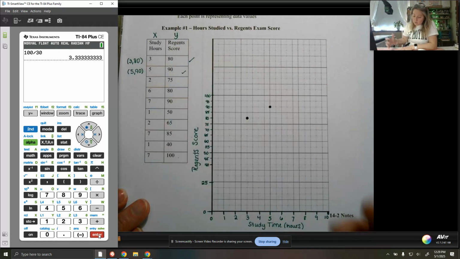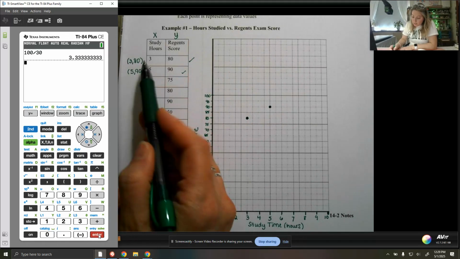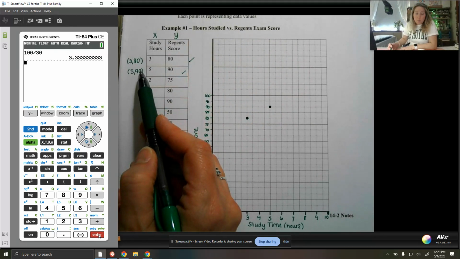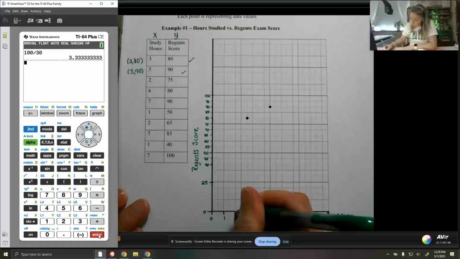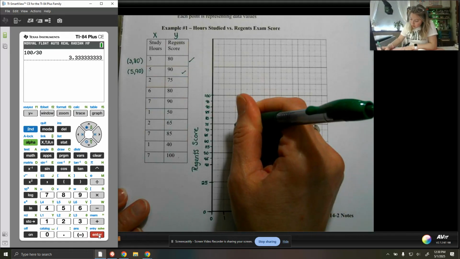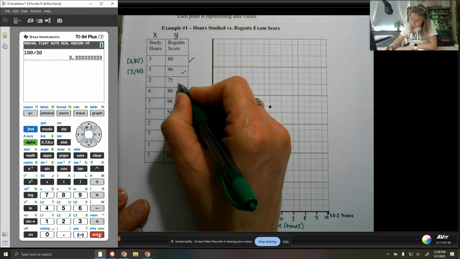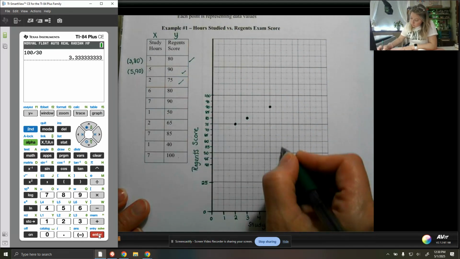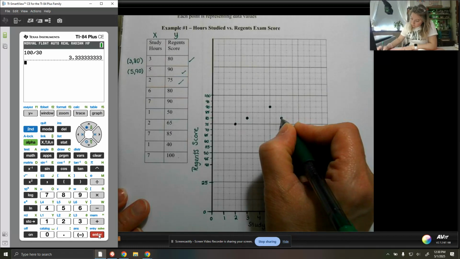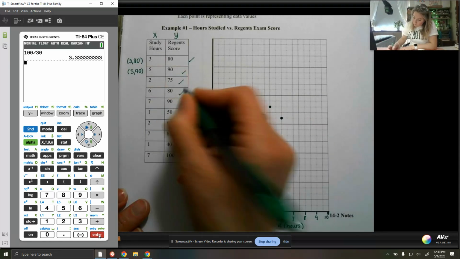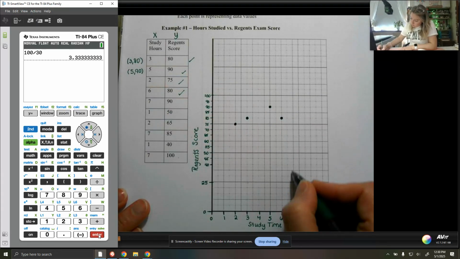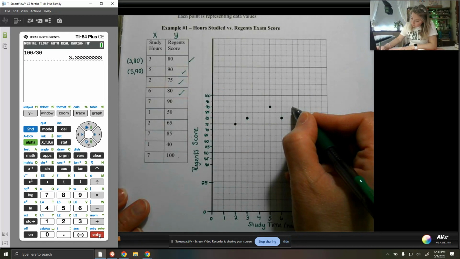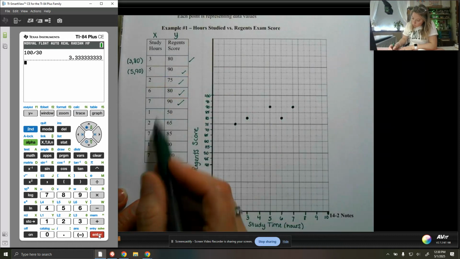Notice what I'm doing is kind of going through and making sure I check off that I have plotted that point. I did start by making them actual coordinates here, but I have a feeling now you see that pattern. So 2, 75 and plot your point. 6, 80, 6, 80, okay. 7, 90.